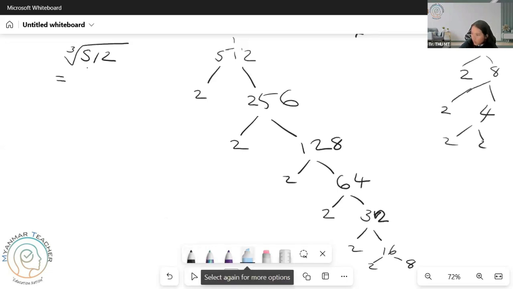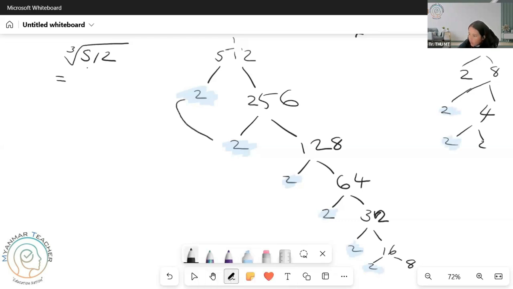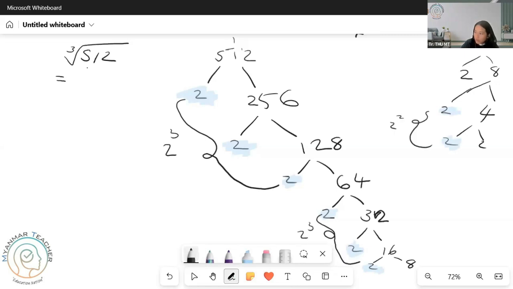Okay, now we're just going to highlight all of them. 2, 2, 2, 2, 2, 2, 2. I skipped this one because I already did it there. Anyways, I'm just going to pair them into 3s. So that would be 2 cubed, 2 cubed, and one more. This one. Don't forget it or you will make a mistake. Okay, 2 cubed. So it would then be 2 cubed times 2 cubed times 2 cubed. But we cancel all the cubes out, which would leave us with 2 times 2 times 2, which would be 8.